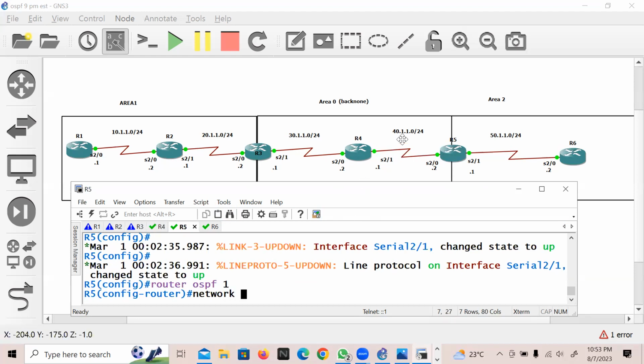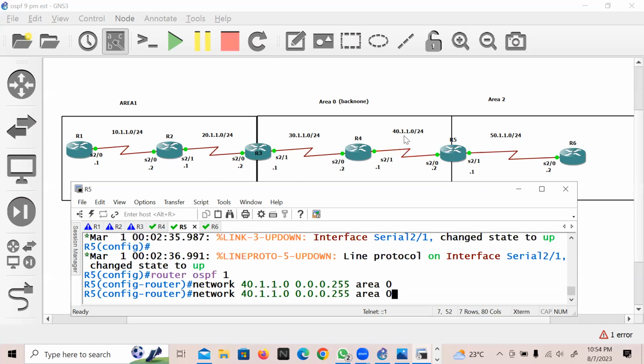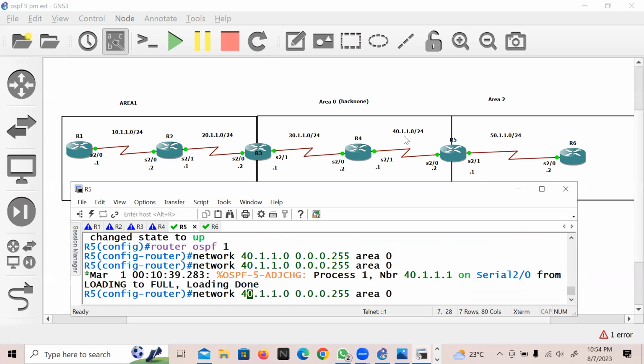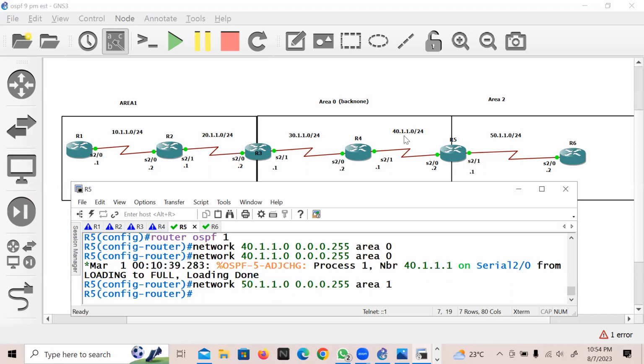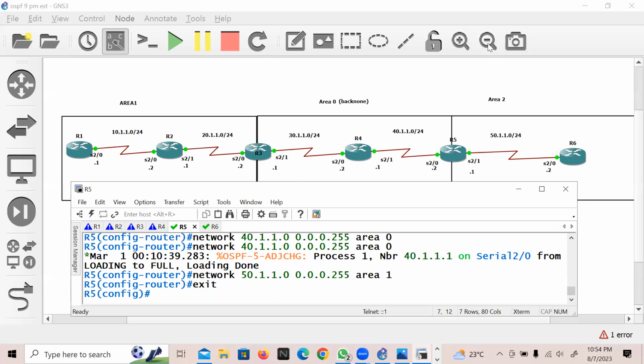R5 has two networks, 40 and 50. So 40.1.1.0, then wildcard mask, whatever you have. I have /24. 40 is in area 0, and 50 is in area 1. Just put 50 and area 1. Now the last one. Is it area 1 or area 2? Oh, sorry. Area 2, area 2. 50 is in area 2.